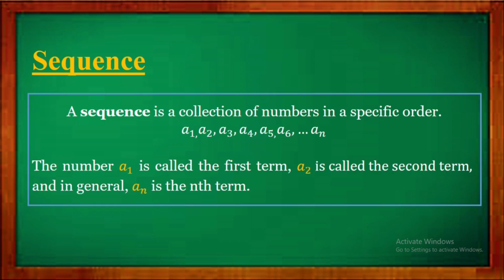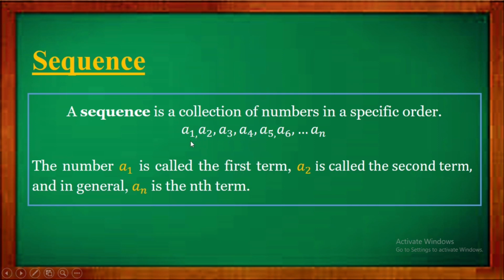Okay, let us now define what really a sequence is. According to a source, a sequence is a collection of numbers in a specific order. Take note that we can only consider a collection of numbers a sequence if it is arranged in specific order. Take a look at the representation below.